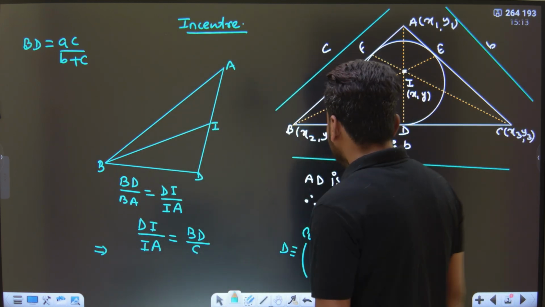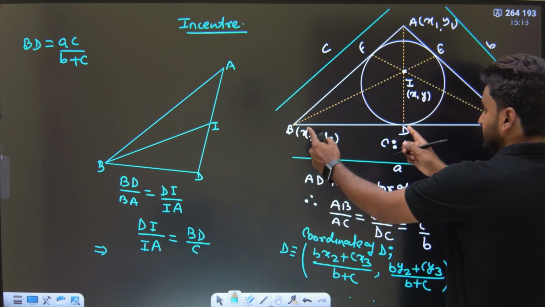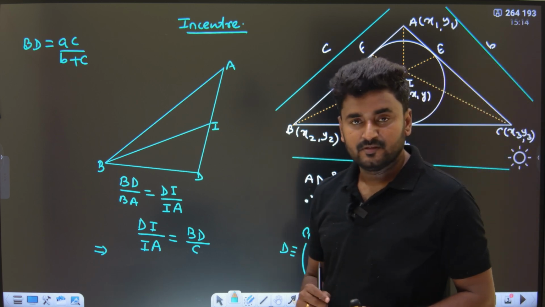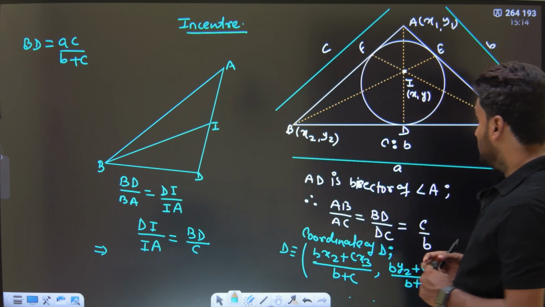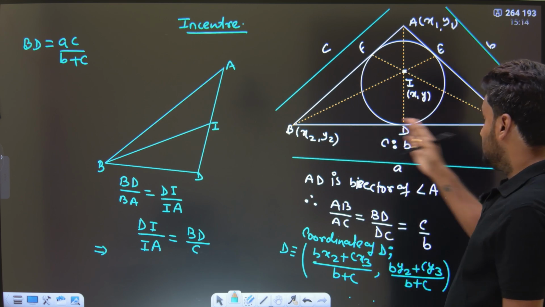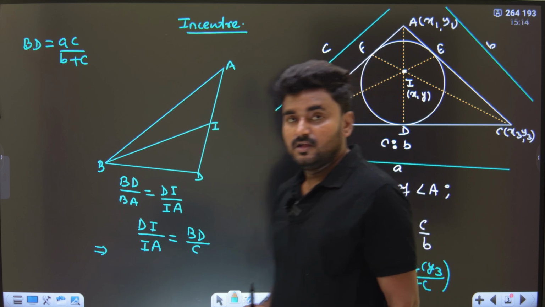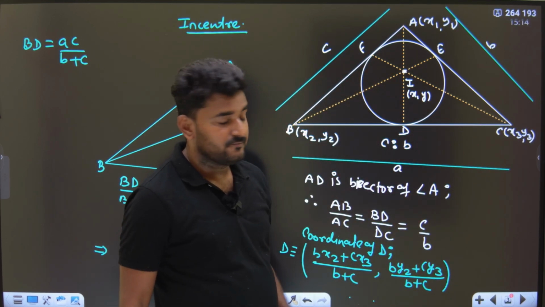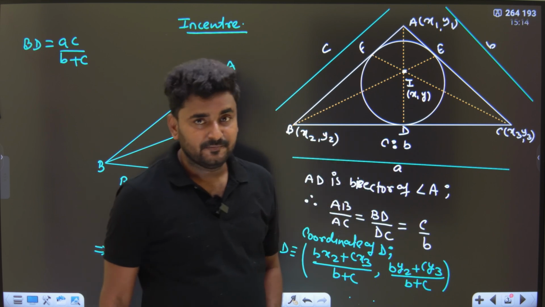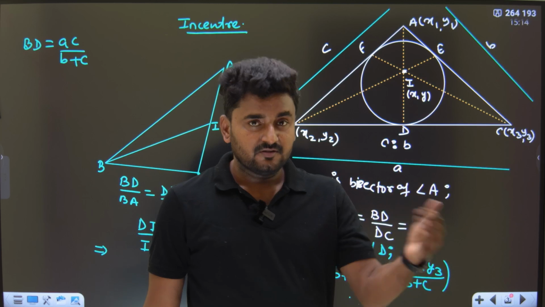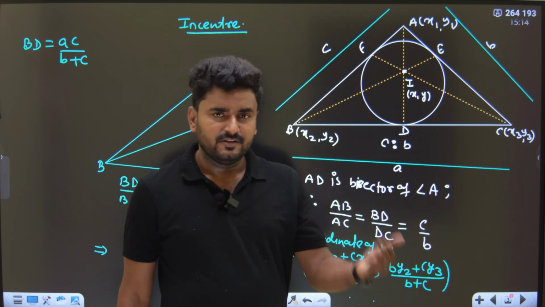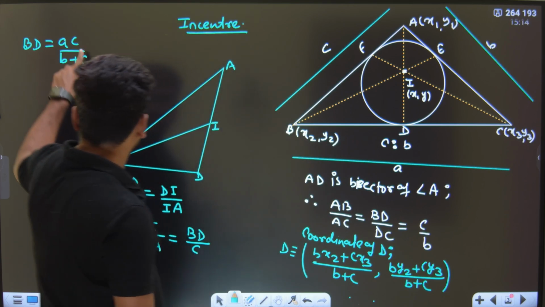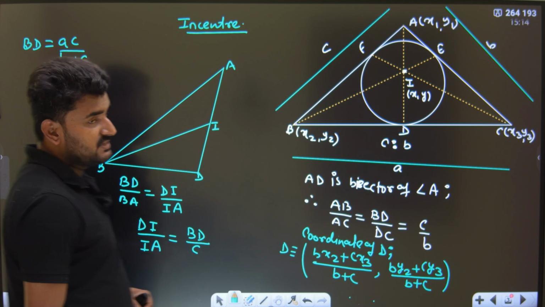Okay, so you can do what? You have the ratio BD to DC, that is C to B. In place of DC, you can write A minus BD. After cross multiplying, you can very easily get the value of BD, and this value will come AC upon B plus C.